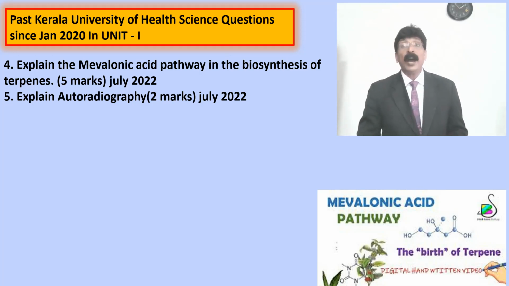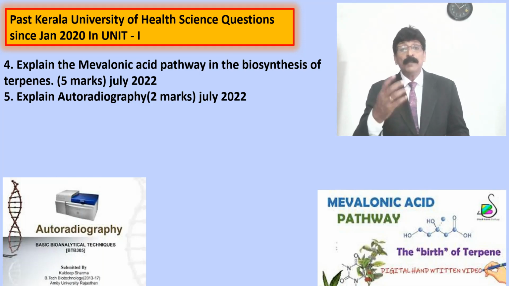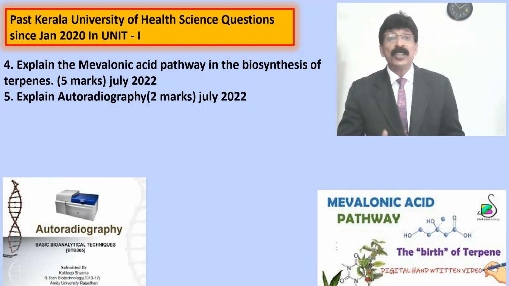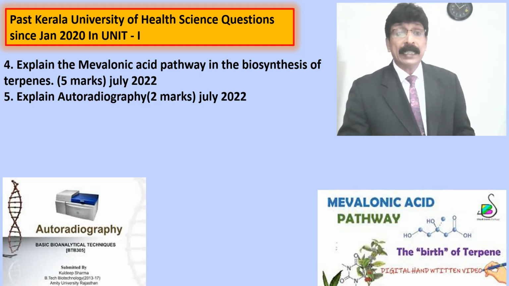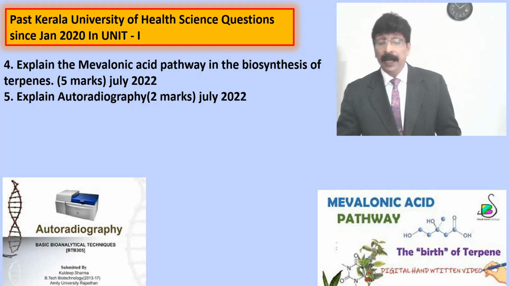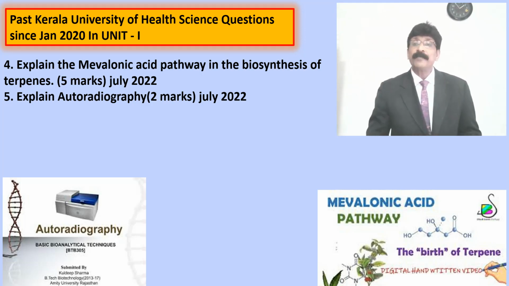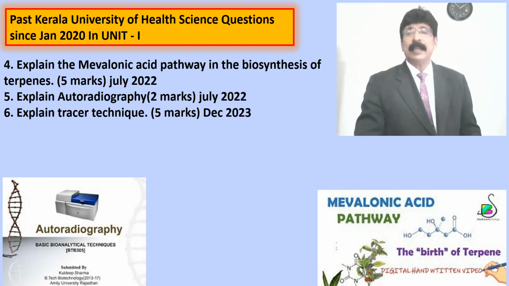Number 5, the question in KUHAS they asked in July 2022: explain autoradiography. It's a scanning instrument which pictures radioisotopes, which can be detected by X-rays and gamma rays. Basic bioanalytical techniques can be determined. It has been explained by many experts, but I have taken some of the points to explain to you regarding this chapter.